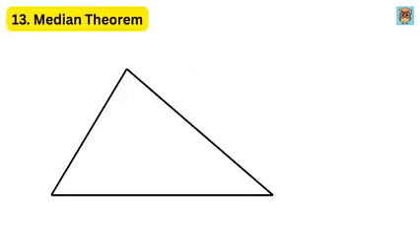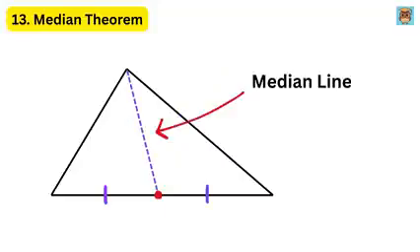13. Median theorem. A median is a line drawn from any corner of a triangle to the middle of the opposite side. So if this is the center point of this side of the triangle, which divides it into half, then this line is called the median line.